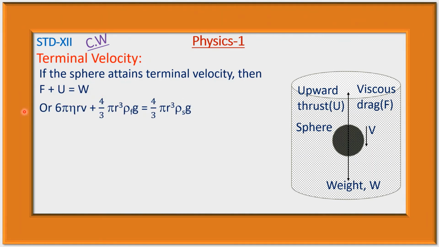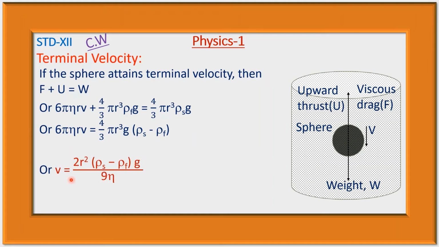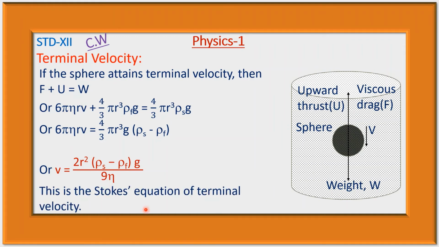Therefore, here F is equal to 6 pi eta r v and U is equal to 4 by 3 pi r cube rho f g. W is equal to 4 by 3 pi r cube rho s into g. Or 6 pi eta r v is equal to 4 by 3 pi r cube g (rho s minus rho f). Or v is equal to 2 r square (rho s minus rho f) into g divided by 9 eta. This is the Stokes equation of terminal velocity.